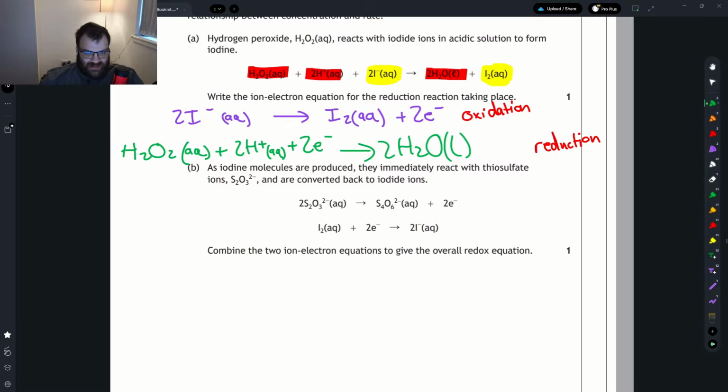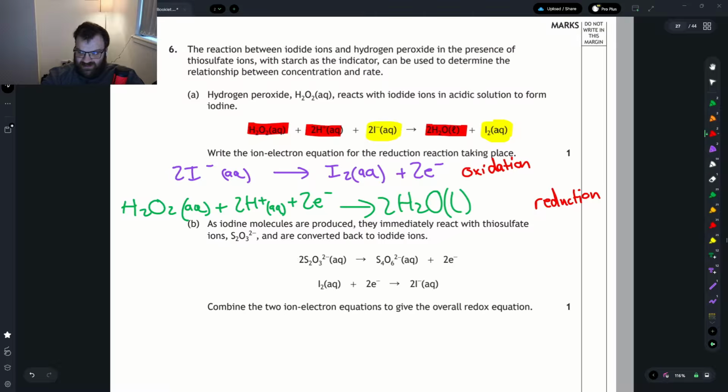I said there's another way. If we can remember from unit 1 in the oxidizing reducing agents, this is an oxidizing agent, which means it causes the iodide to be oxidized.